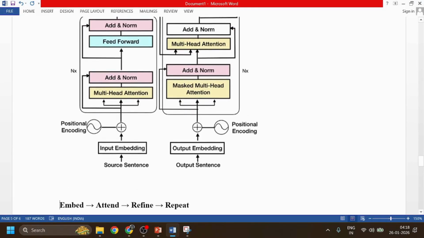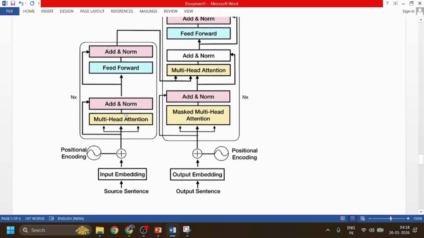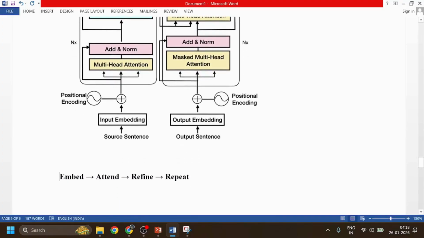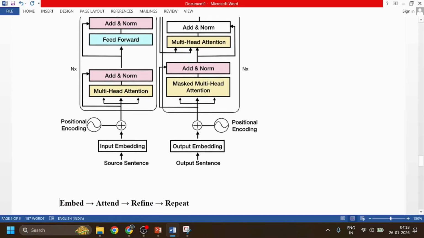So I'm going to explain again like a story. Words are converted into numbers with embedding and positional information. Then self attention lets each word look at all other words to understand the context. Finally, a simple neural network refines the information layer by layer to deeply understand the sentence. If you like, you can say: embed, attend, refine, and repeat.